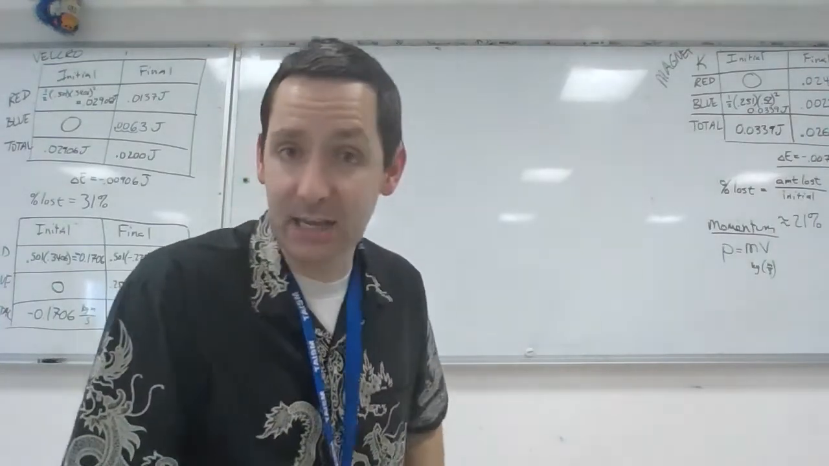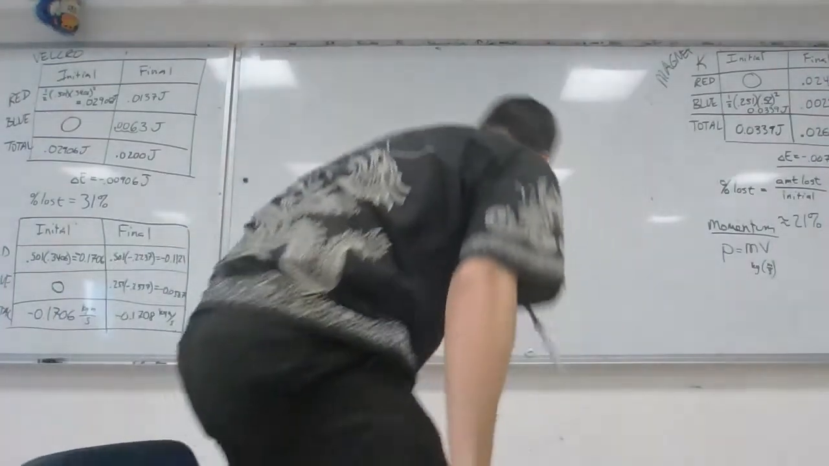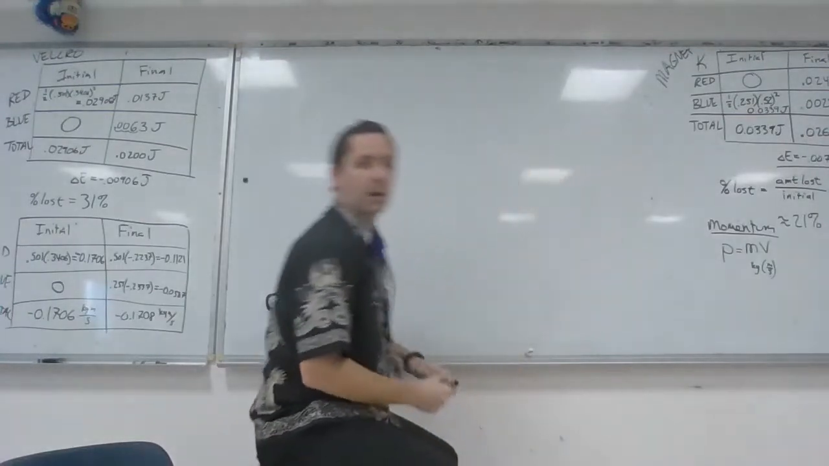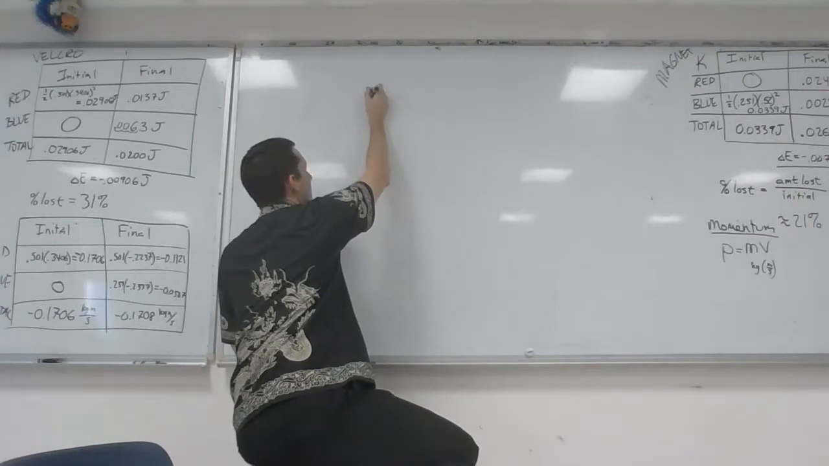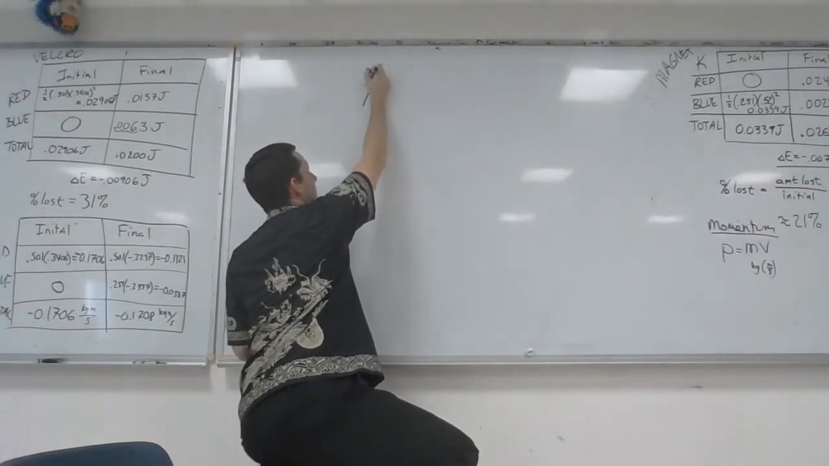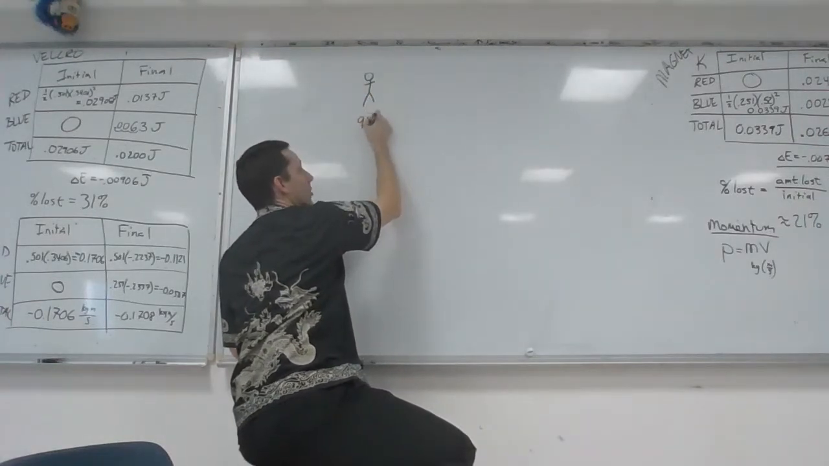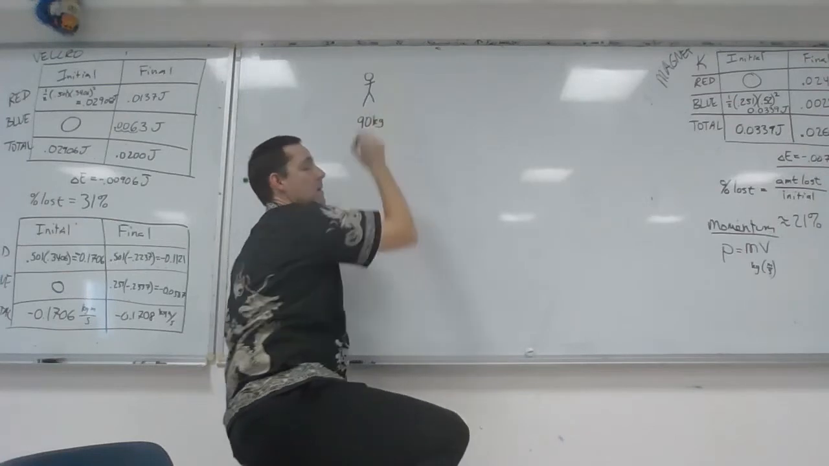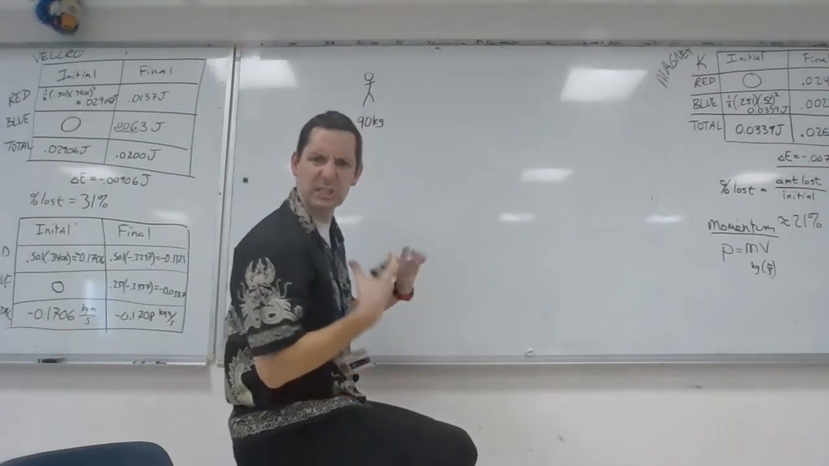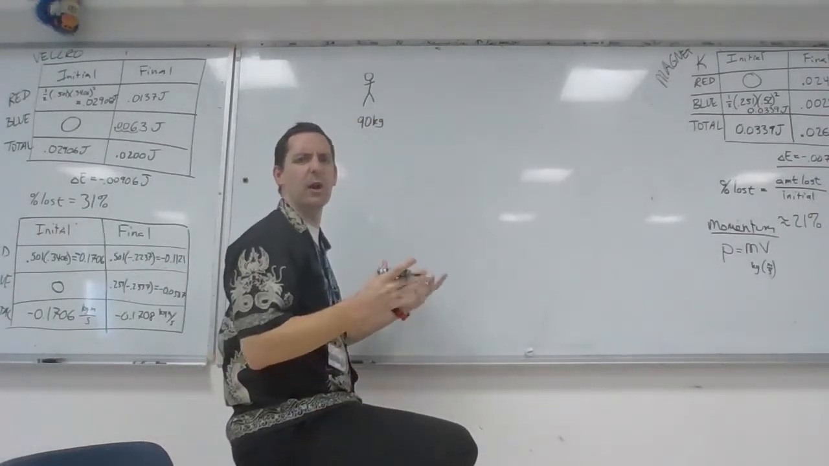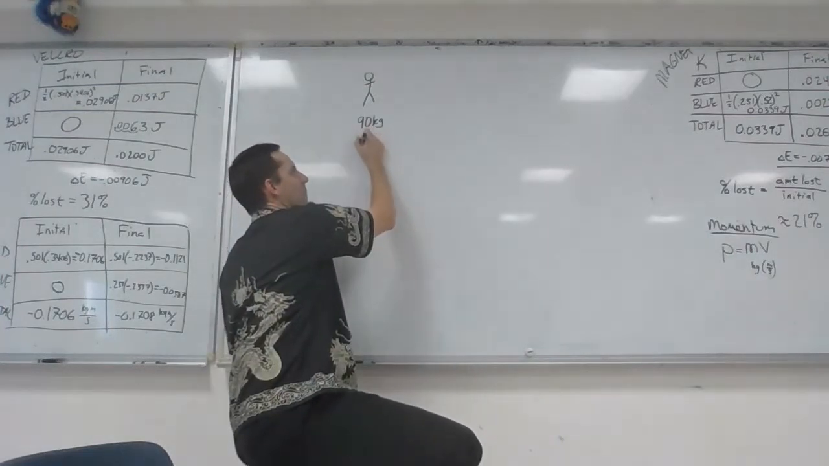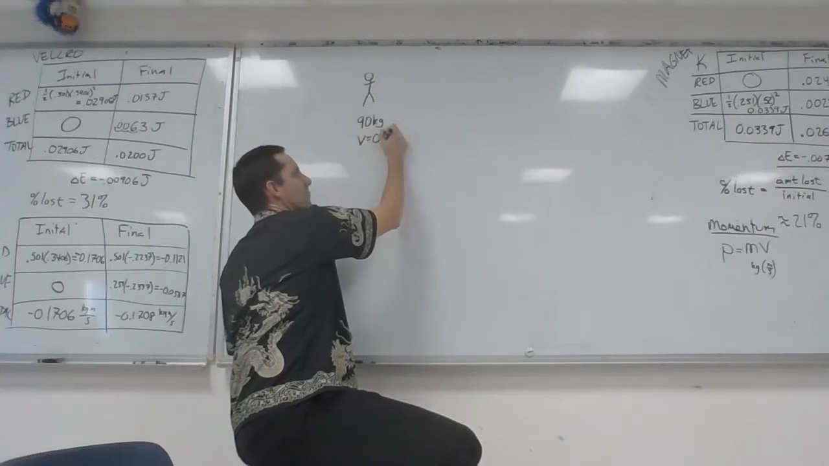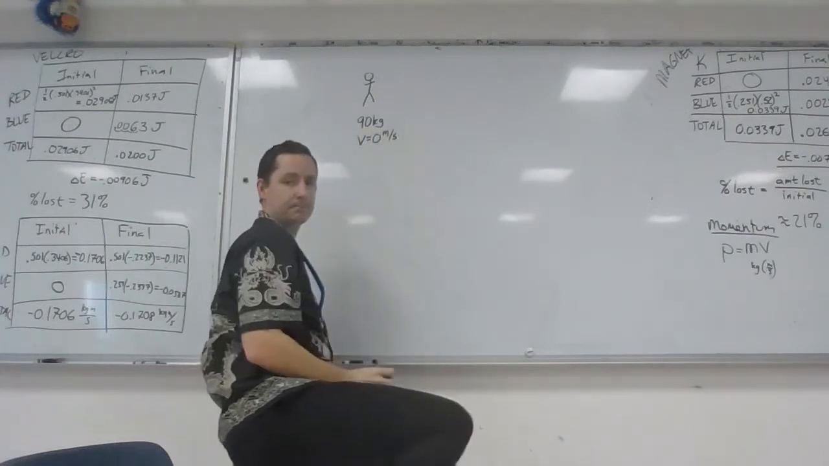So let's consider this. I have a mass of about 90 kilograms, okay? So here's me at 90 kilograms. And I'm just standing there. We could say that I'm running along, but for the sake of argument, say that I'm standing there. My speed is 0 meters per second.